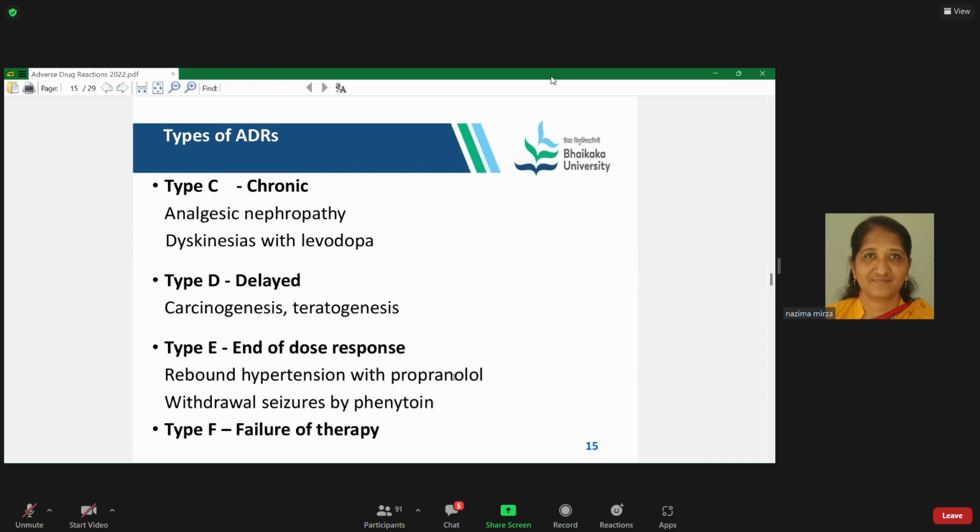और देयर मे बी रिबाउंड हाइपरटेंशन विथ प्रोप्रेनोलॉल. Propranolol is the beta adrenergic blocker, beta 1, beta 2 receptor blocker, non-selective beta blocker. It may be used in the hypertension. We are not using though nowadays. We are using cardio-selective, that is beta 1 selective blocker. But if it is used for prolonged purpose, then it may be responsible for rebound hypertension. This is end of dose response.